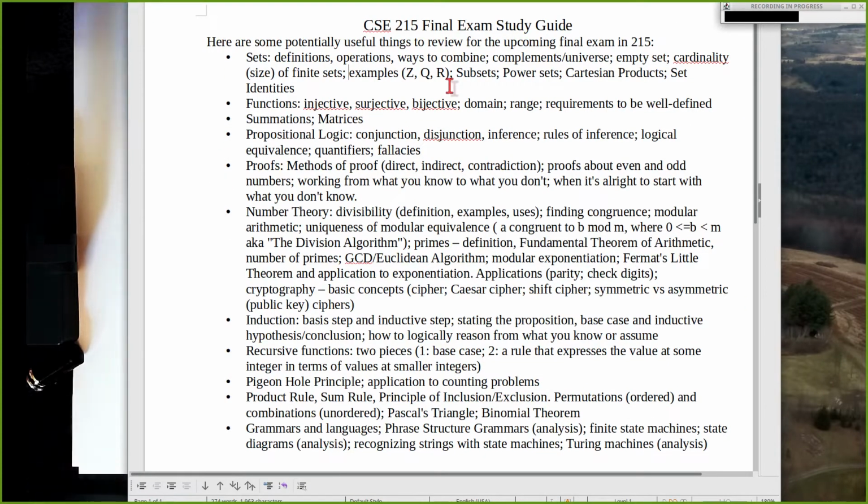And then set identities, these go along with the identities we learn in Boolean algebra in 250. So, you know, A union B equals B union A, it's commutative. The complement of the complement of A is the same as A, double negatives. Things like that. A union the empty set is A, A intersect the empty set is empty, and so on.